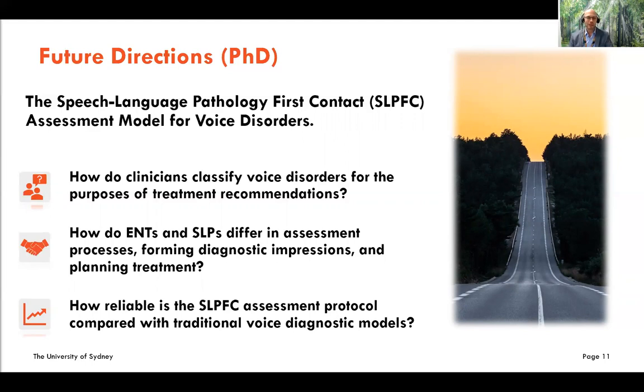My future studies include a global web-based survey of practice of ENTs and speech and language pathologists to gain their insights into what clinical data is routinely used to inform the voice diagnosis, and then an experimental study presenting recorded clinical data to groups of speech and language pathologists and ENTs to measure the level of agreement of diagnostic impressions and recommended treatments.